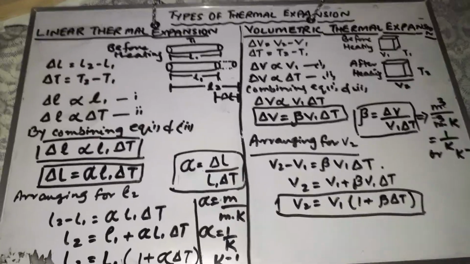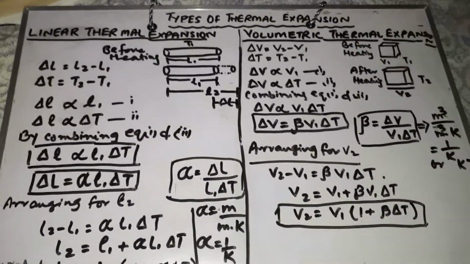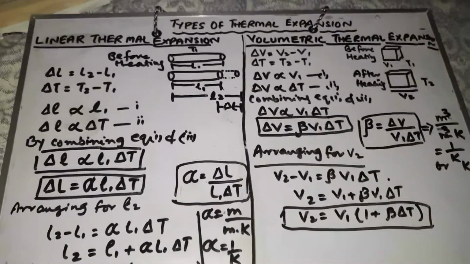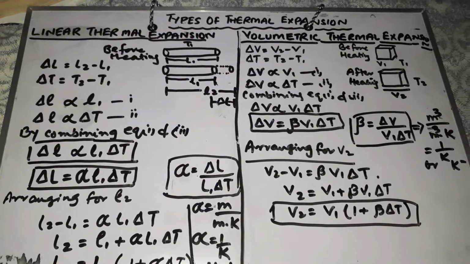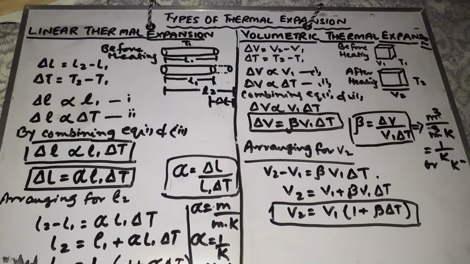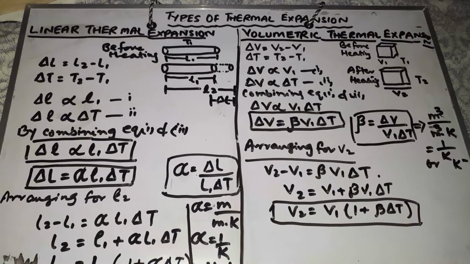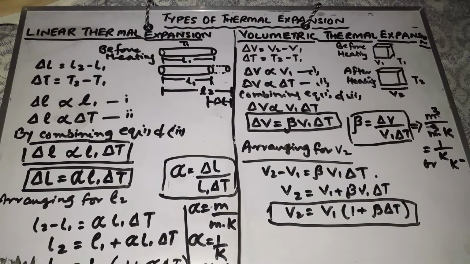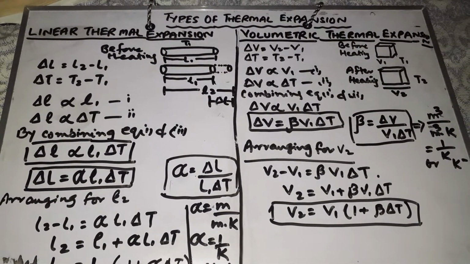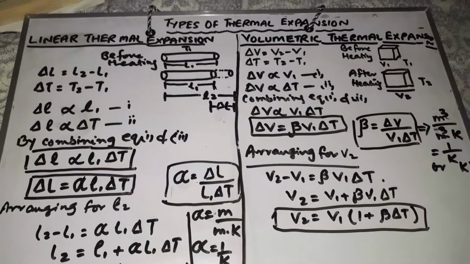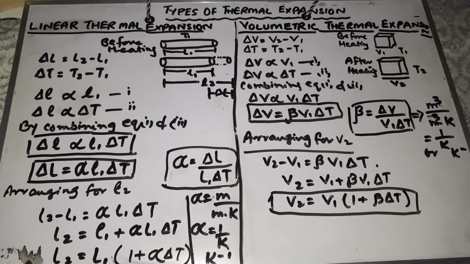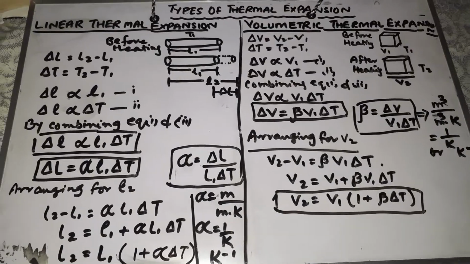So here we are going to discuss types of thermal expansion and their mathematical expressions. As we've discussed in great detail, there are three types of thermal expansion: linear thermal expansion, volumetric thermal expansion, and superficial expansion. So first of all, linear thermal expansion, we are going to explain it mathematically.